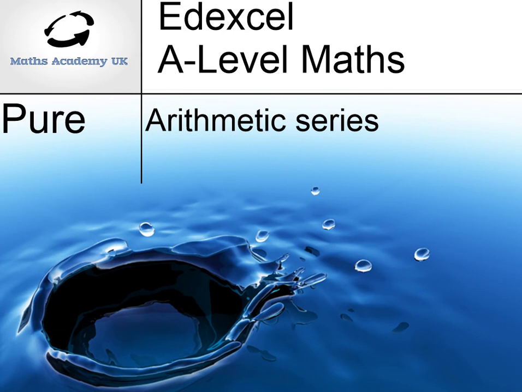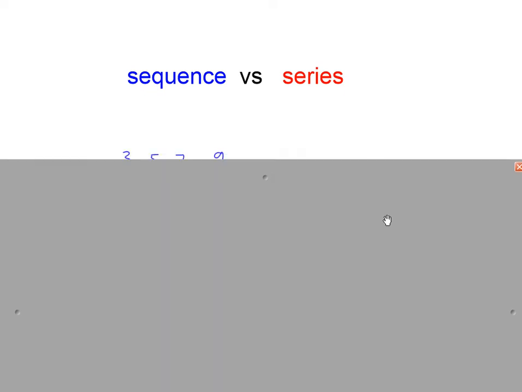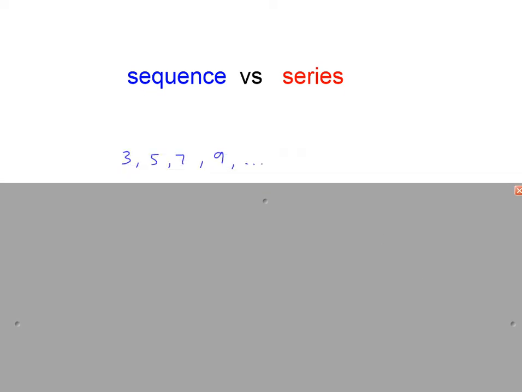Arithmetic series. So what's the difference between a sequence and a series? Okay, so here is a sequence. The first term is 3, the common difference is 2.